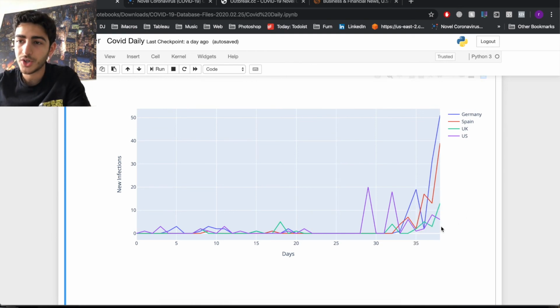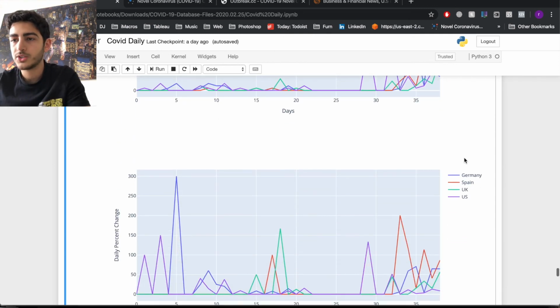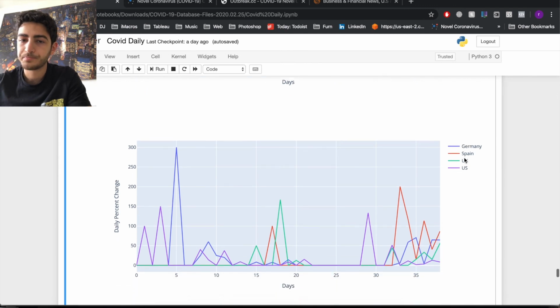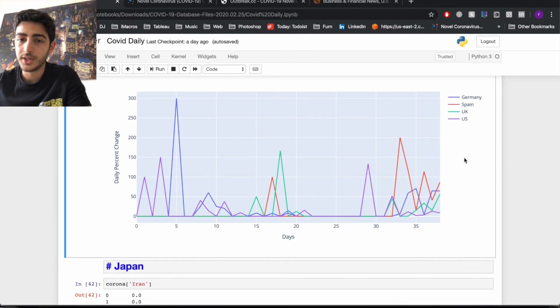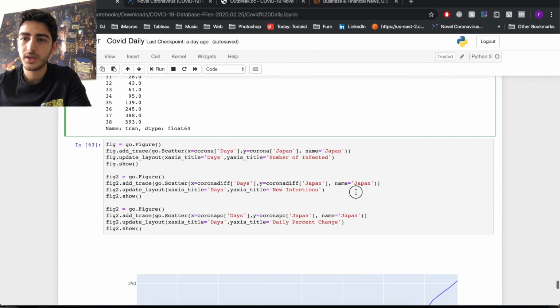I mean, when you start getting up to 100, 200, 500, it becomes impossible to contain because those people start infecting 2.5 other people per person. So it starts getting into a mess. Yeah, but these are the numbers for those countries. And the last thing is Japan.